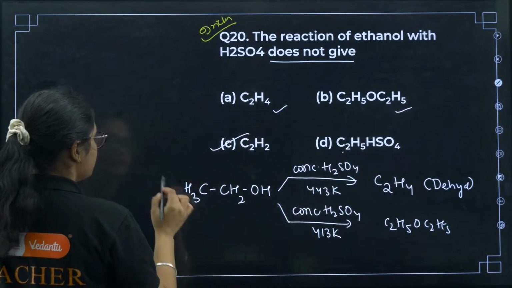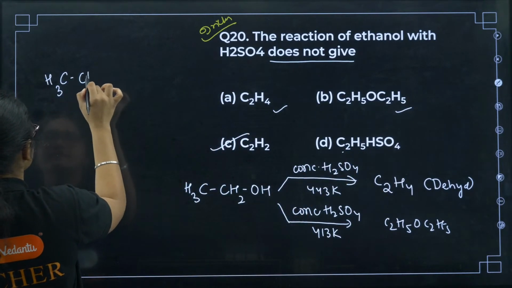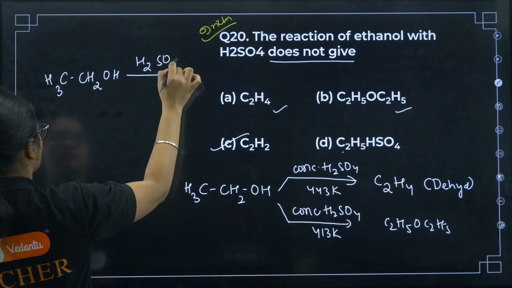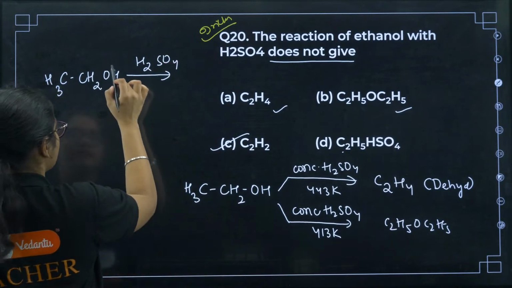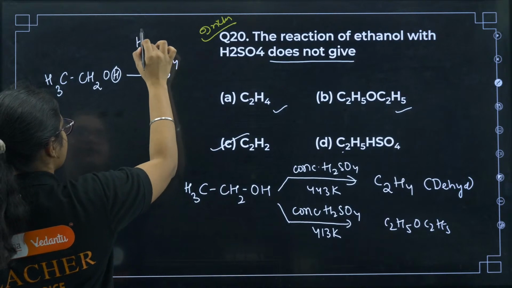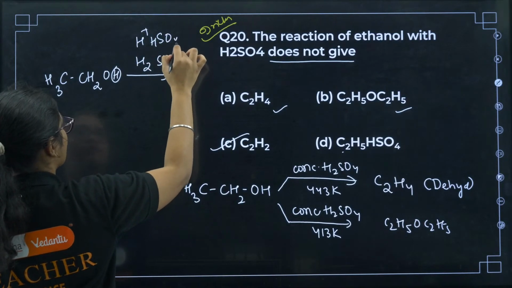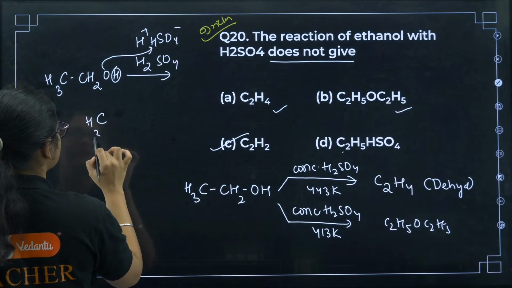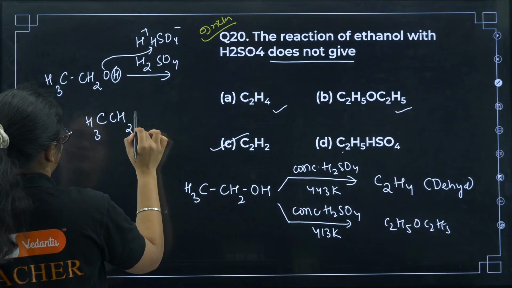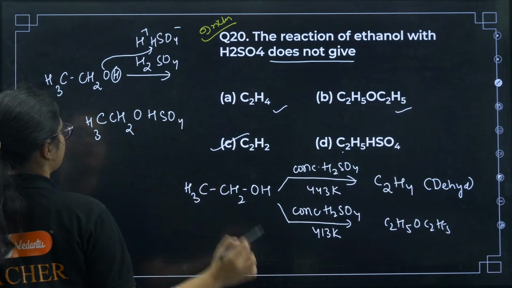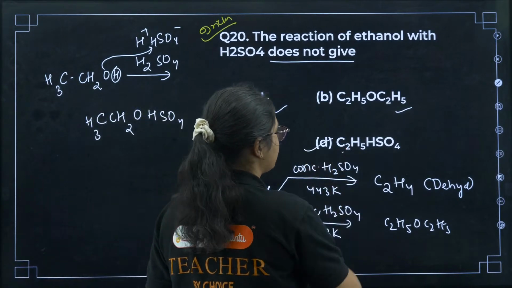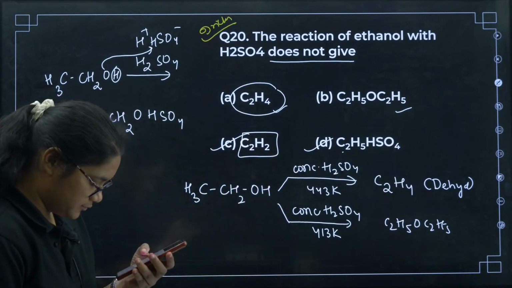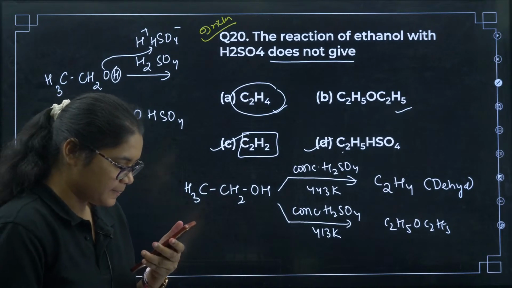Now how will we get this one? If CH3CH2OH reacts with H2SO4, this is donating one H+, right? So this is H+ and HSO4-, right? So this can react with this one, so I will get here CH3CH2OSO3H. So you can get this as well, this one will also be produced, but this one we cannot get under any condition. So option number C is the correct answer.